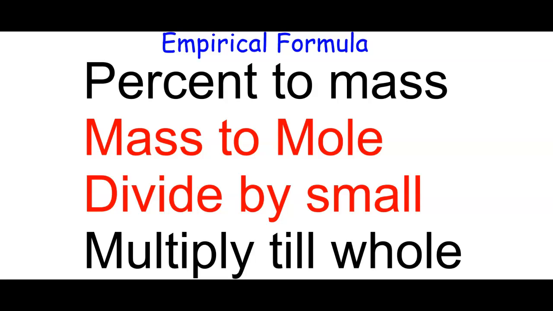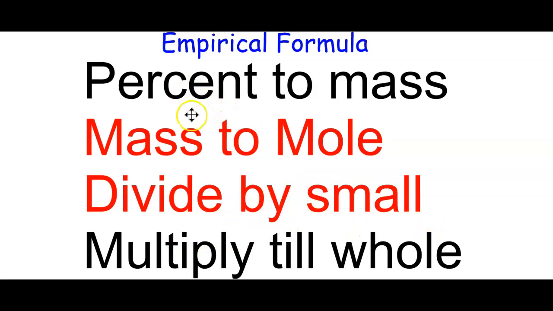Now, we're not going to keep it that simple, of course. We're going to learn how to calculate an empirical formula from the amount of mass we have per atom. So this is a poem. I like to call it a poem. Not a perfect poem, but we'll call it a poem. Percent to mass, mass to mole, divide by small, multiply to whole.